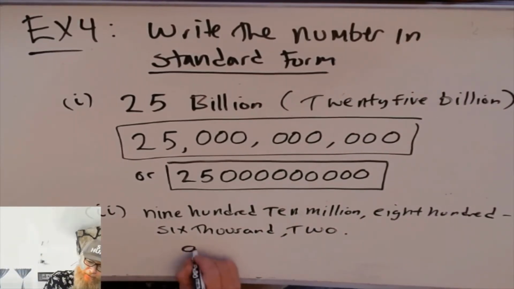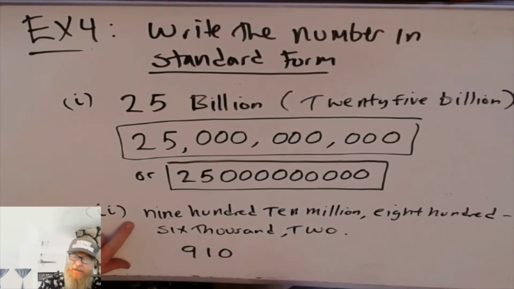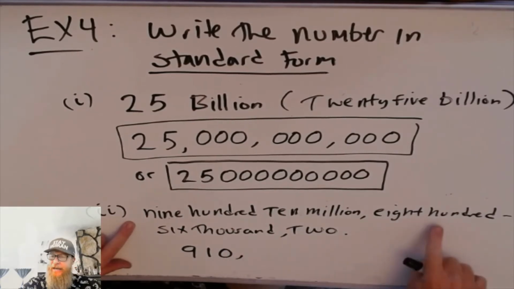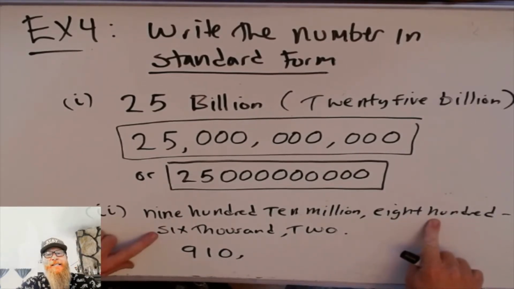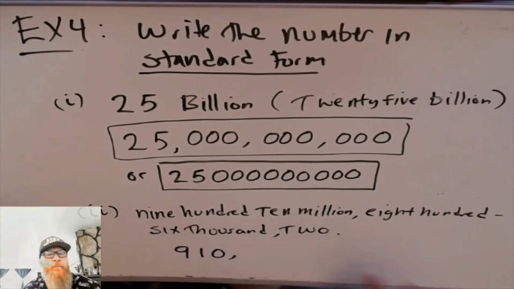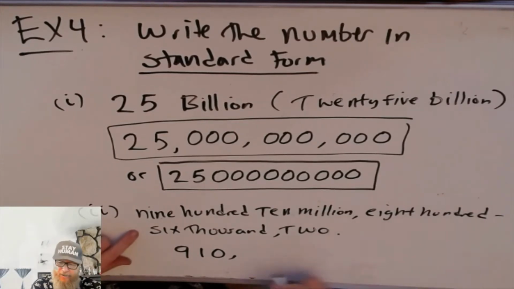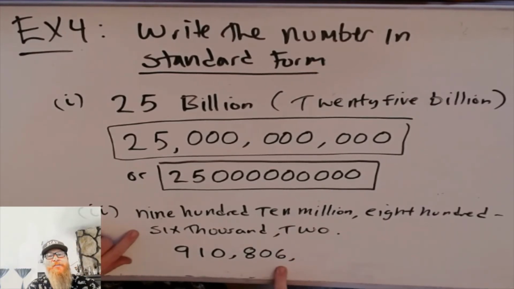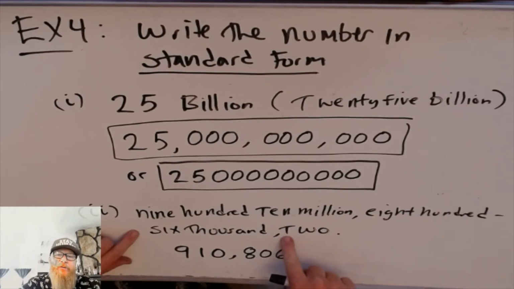All right, so 910 million. I know I just said it, didn't I? 910 million, 806,000. The dash is just telling me that I had to move over here. Some people put dashes between every pause. Other people just use commas. So 806,000. 806. There are no hundreds or tens, and then the unit is 2.